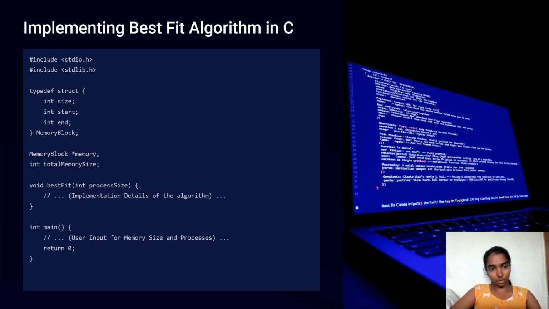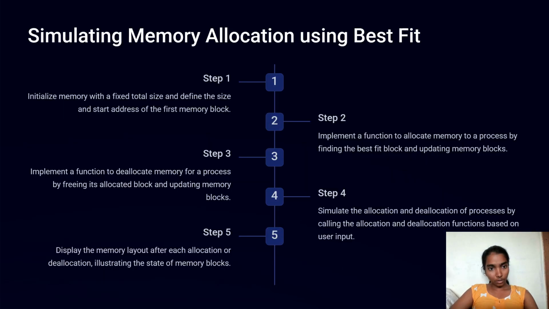So this is the C program showing how the memory is allocated in the best fit algorithm. The next is simulating memory allocation using best fit. There are 5 steps in memory allocation using best fit. So the first is, initialize memory with a fixed total size, and define the size and start addresses of the first memory block.